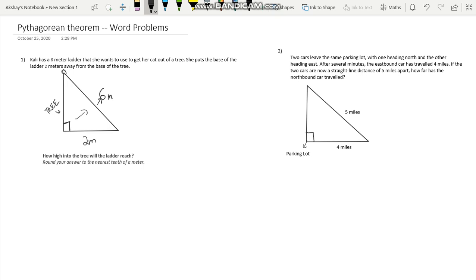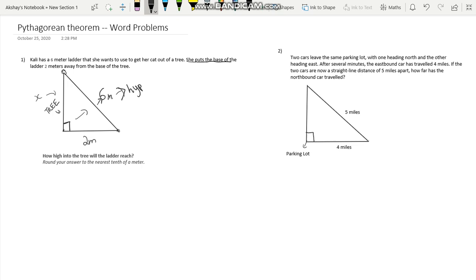She puts the base of the ladder 2 meters away from the base of the tree. Base of the tree right here, base of the ladder right here, 2 meters. And the ladder is 6 meters, so our hypotenuse is 6 meters opposite to 90 degrees. And we're trying to find how high into the tree the ladder will reach. So we're basically trying to find this right here. We're trying to find x.